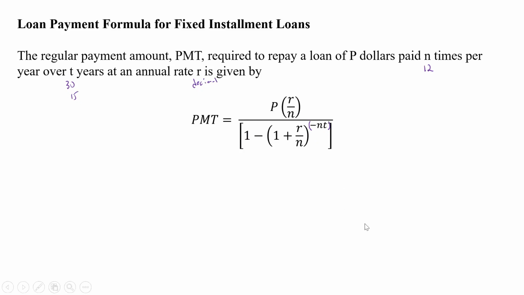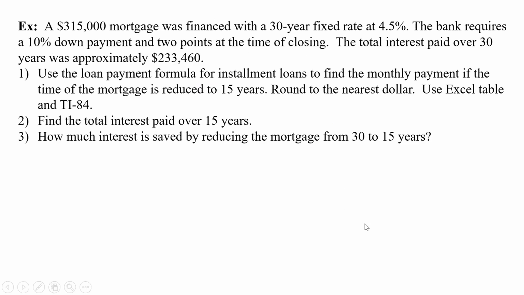All right, so let's look at an example here. Suppose we have a $315,000 mortgage financed with a 30-year fixed rate at 4.5%. The bank requires a 10% down payment, so that's a key. We have to have that much down, and 2 points at the time of closing. The total interest paid over 30 years was approximately $233,460. So that's for a 30-year loan.